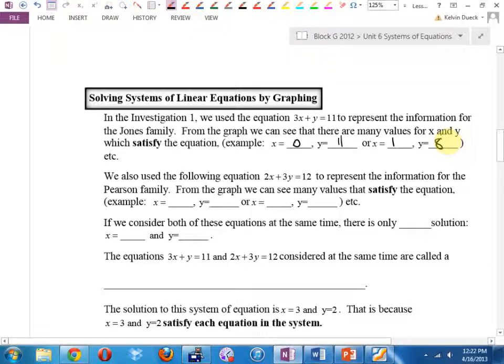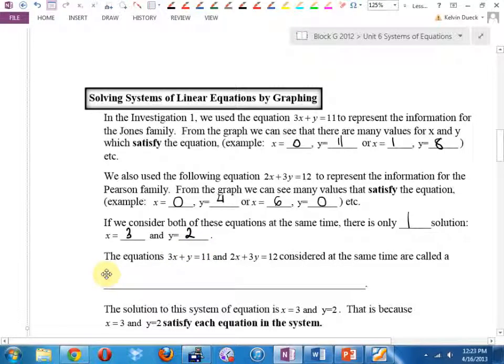We used the following equation, 2x plus 3y equals 12, to represent the information for the Pearson family. From that graph, there was a whole bunch of points that worked. For example, when x was 0, y was 4. When y was 0, x was 6. However, if we consider both of these equations at the same time, there's only one solution. What was the solution? X was 3, y was 2.